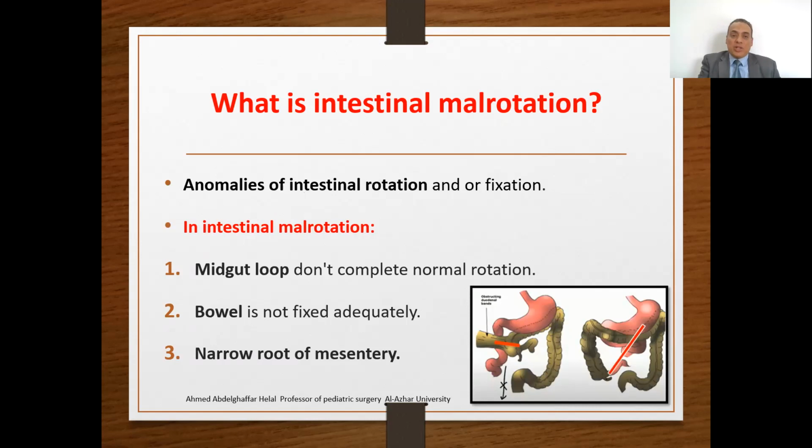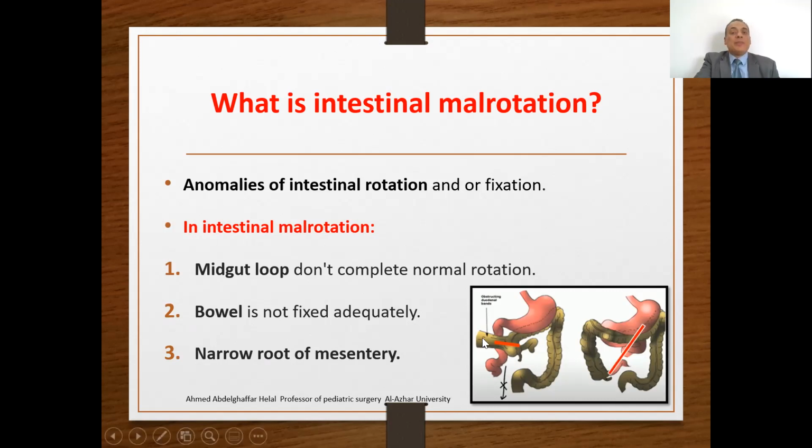In intestinal malrotation, the midgut loop doesn't complete its elongation or normal rotation. Number two, the bowel is not fixed adequately. Number three, there will be a narrow root of the mesentery. As illustrated in this picture, this is the cecum and this is the DJ junction. So this small red line represents the root of the mesentery. It will be a very small distance between the cecum and the DJ junction. So the small intestine will be more liable to rotate around itself and form midgut volvulus.